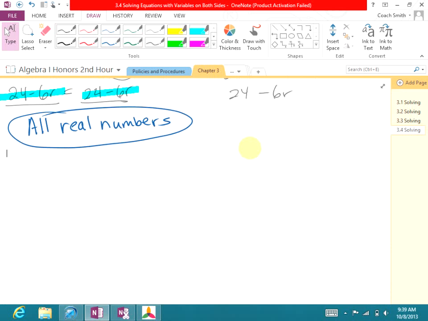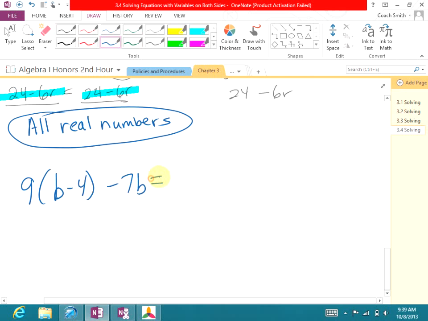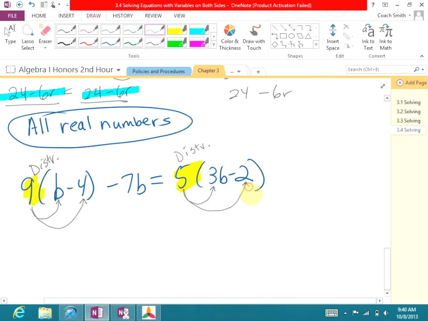All right, now, let's look at this one. 9 times b minus 4 minus 7b equals 5 times 3b minus 2. Okay, so the first thing that we have to notice is these two here, which is distributive property. So I have to distribute the 9 to the b and the 4. I have to distribute the 5 to the 3b and the 2.